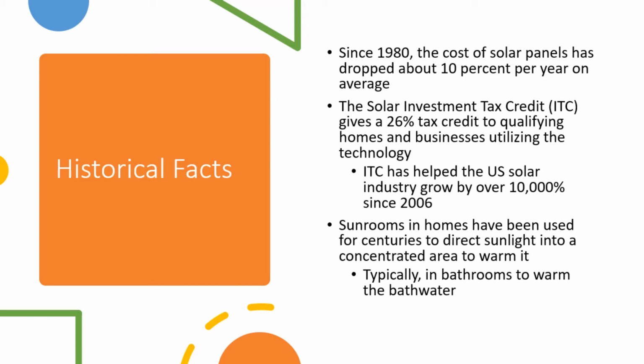Sunrooms in homes have been used for centuries to direct sunlight into a concentrated area to warm it. You could almost think of this as an almost octagonal room with magnifying glasses as the ceiling, and they're all pointed onto a pool of water so they could have warm bath water before they had the means of natural gas, electricity, whatever to warm their bath water, so they weren't sitting in freezing cold water when they were taking a bath.